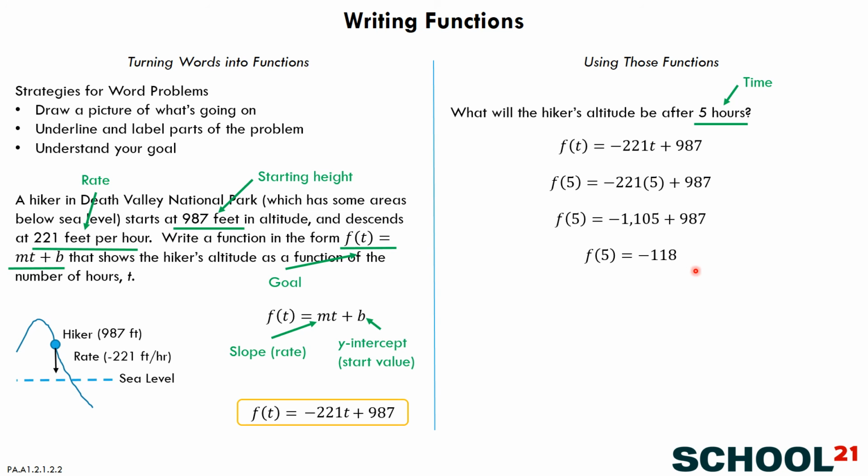Now let's translate this back into words so we know what it means. So what does this mean? Let's start to write it out. After 5 hours, the hiker's... What is this telling us that the hiker is? Is it the time that they've gone, or the altitude? The altitude. So after 5 hours, the hiker's, finish this sentence. Altitude. Altitude will be what? Negative 118. Good. The hiker's altitude will be negative 118 feet.